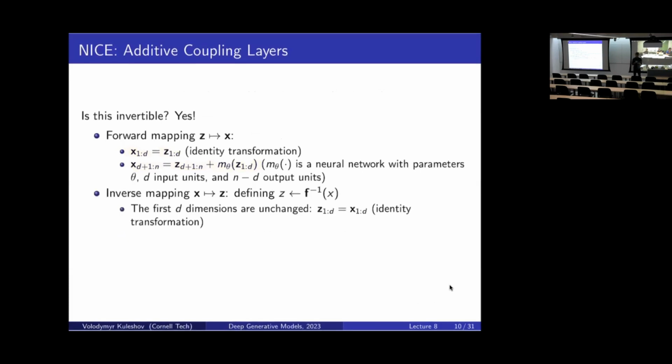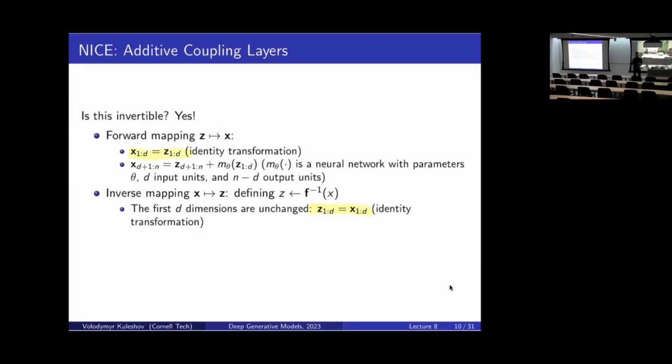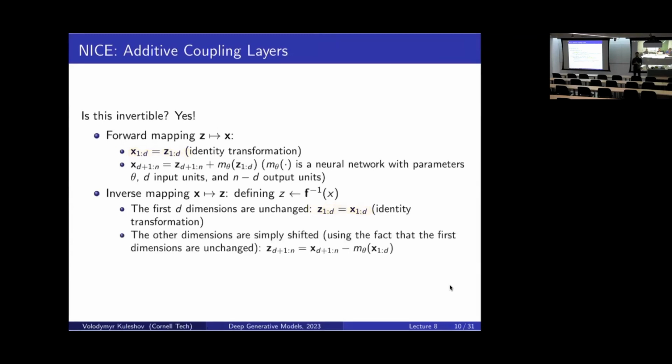Why is this invertible? Well, let's define this. If we were to go from x to z in the inverse direction, the inversion of the first set of components is easy. That's just the identity mapping. So z from 1 to d just equals x from 1 to d. What is more interesting is the other component, and here we apply the following formula. So where does this formula come from?